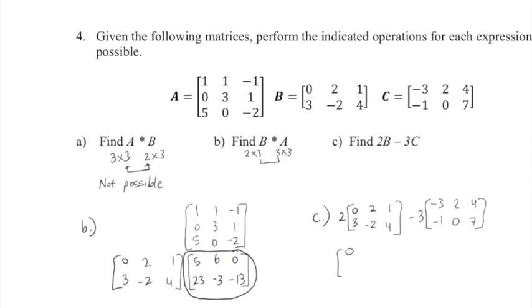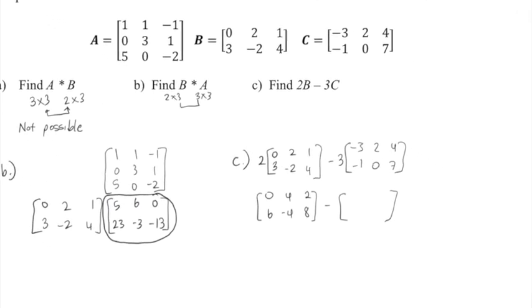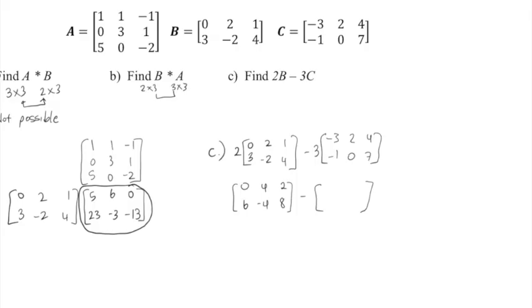So this is called scalar multiplication. We're just going to multiply every entry in B by 2, and then multiply all the entries in matrix C by 3. And then subtract.